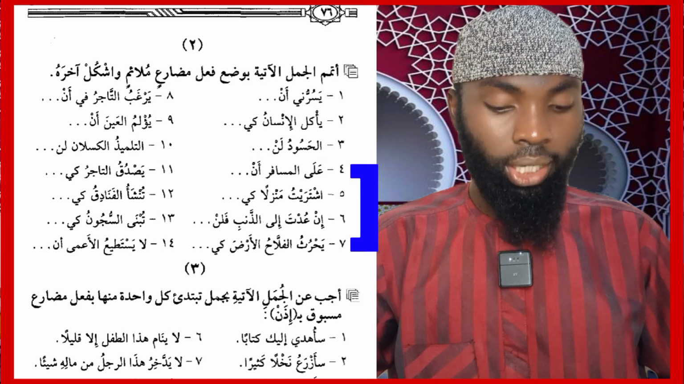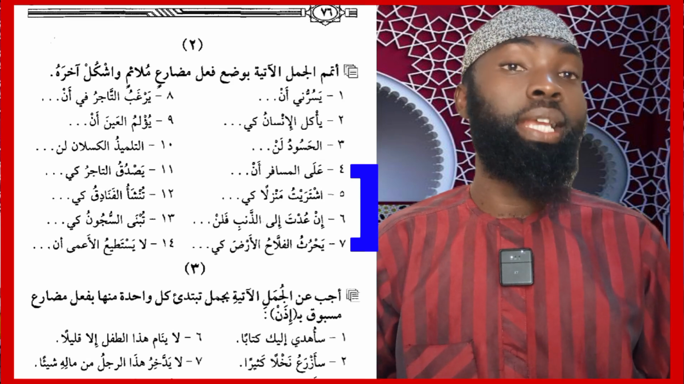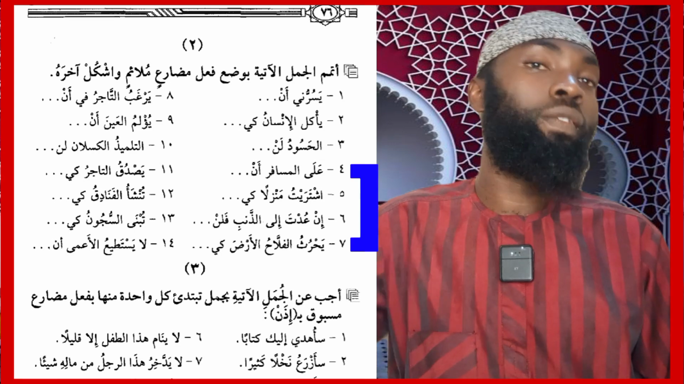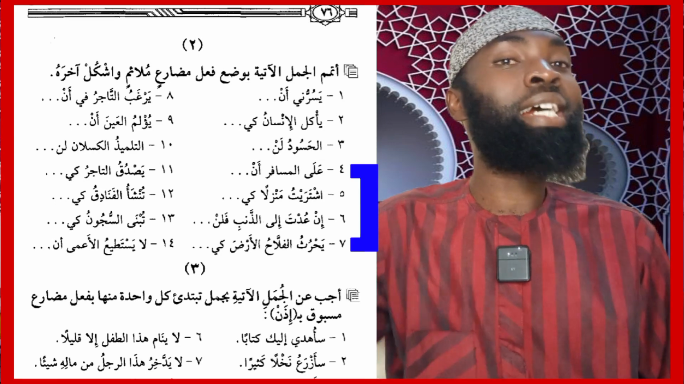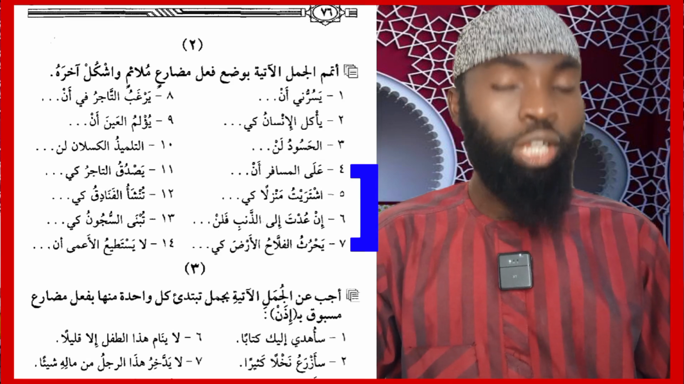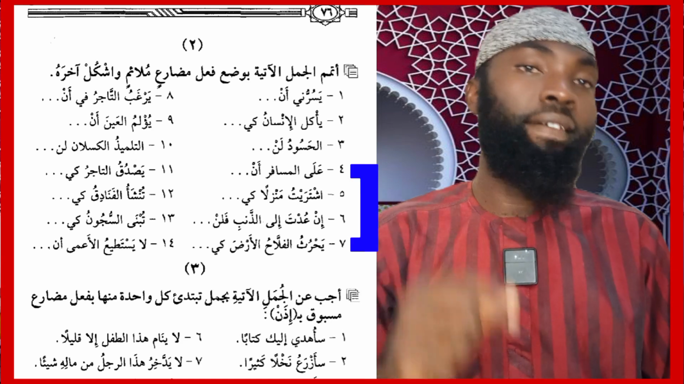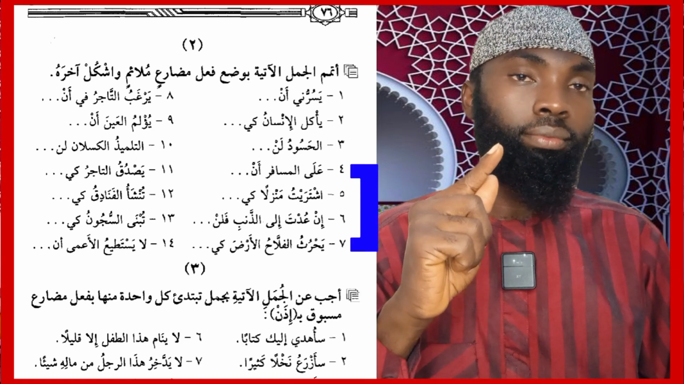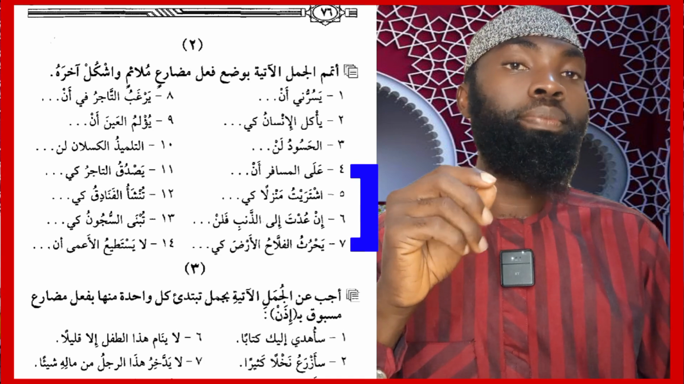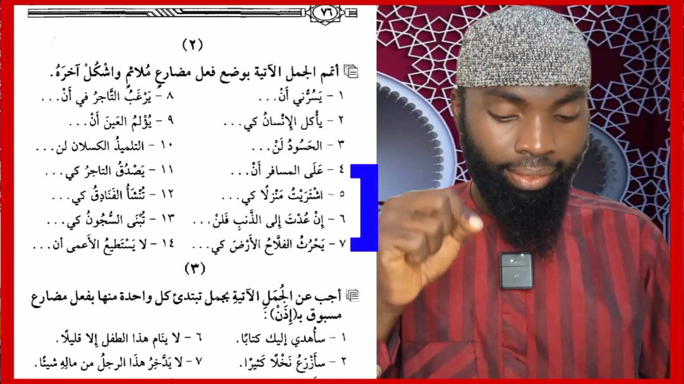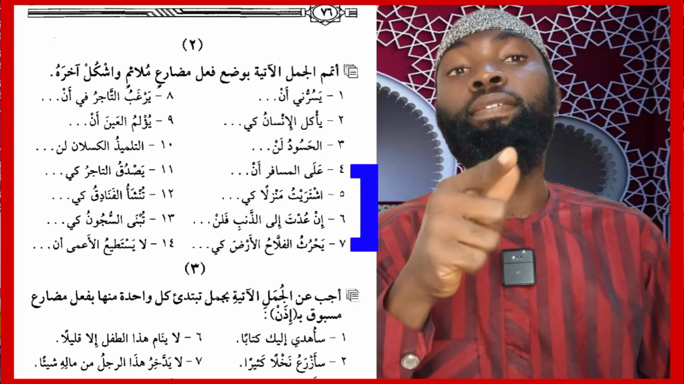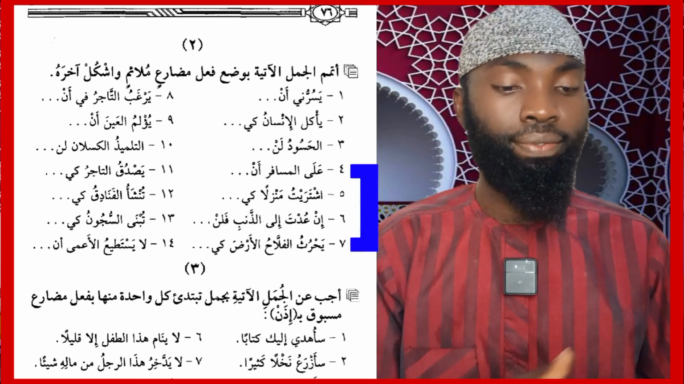Number 5, ishtaraytu manzilan kay a'isha fihi. I bought a house in order to live in it. Number 6, we have in utta ila dhanbi falan. If you return to sin, you will never, falan. You can say falan tufliha, you will never be successful.